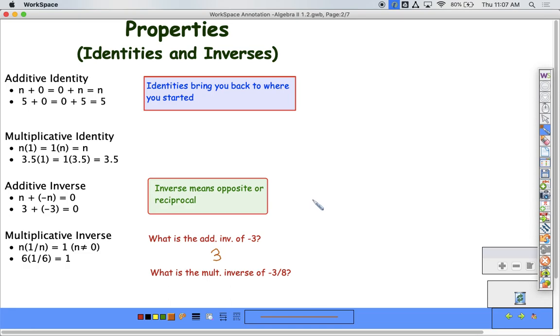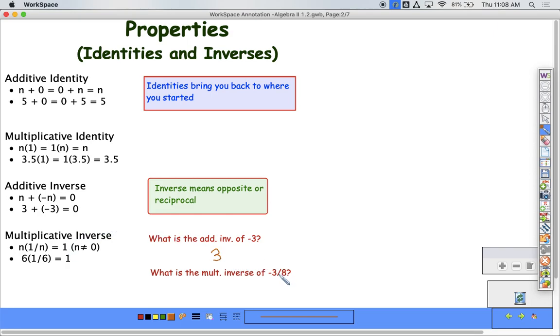Just change the sign. Multiplicative inverse. The goal here is to get back to 1. This one we'll use quite a bit in solving problems. So multiplicative inverse is kind of what you, well, maybe not what you think of it as, but it's the reciprocal. Any number times its reciprocal is going to get you 1. Always, no matter what. So the reciprocal of n is 1 over n. Reciprocal of 6 is 1 over 6. You multiply those, you get 1.